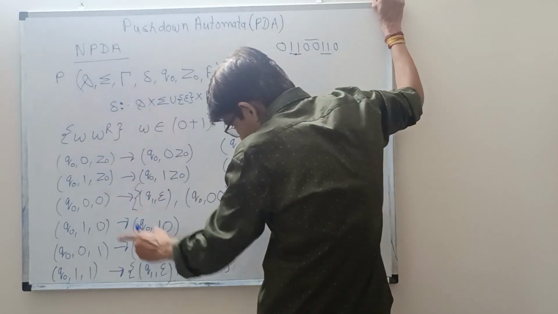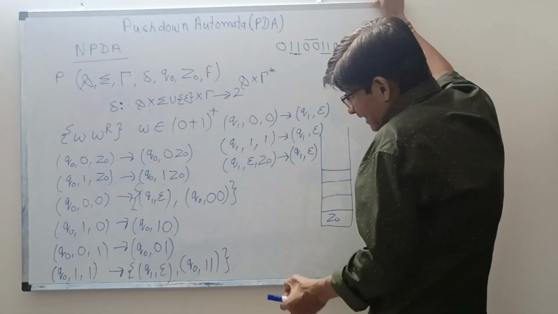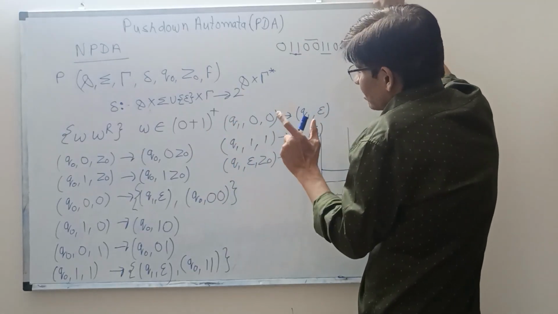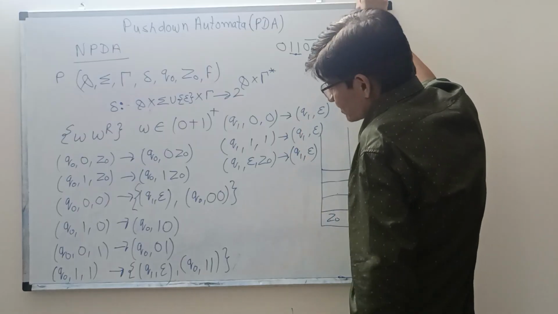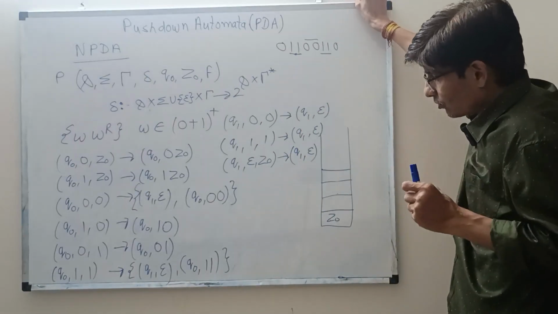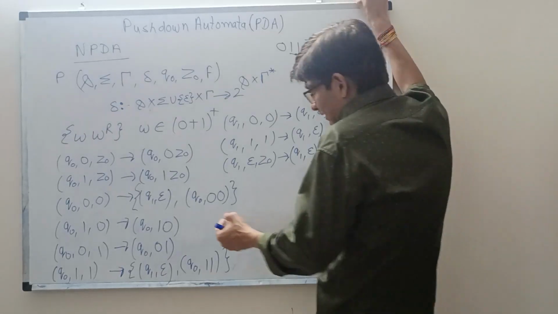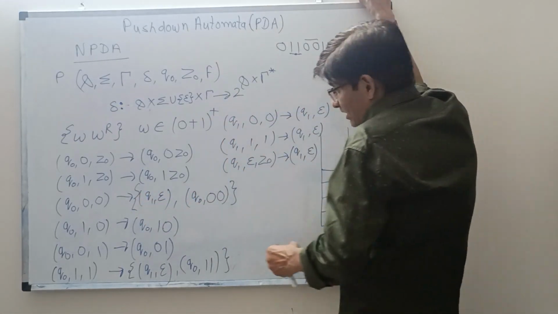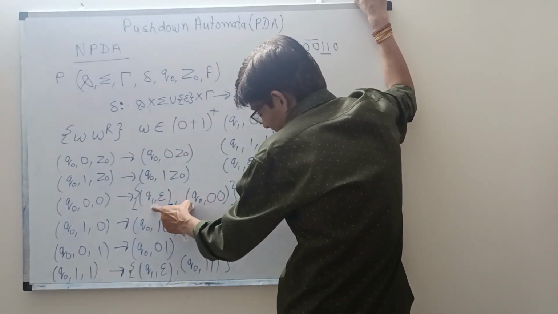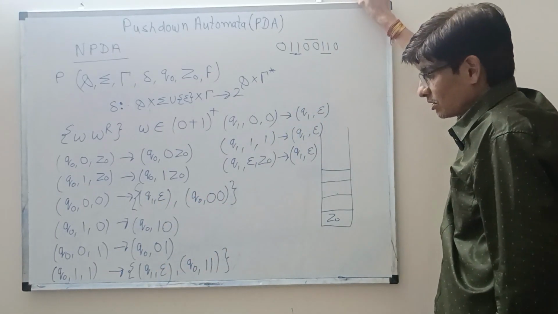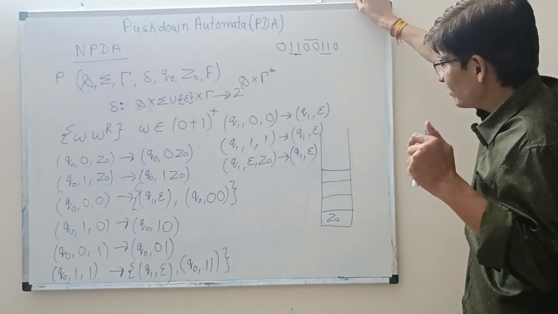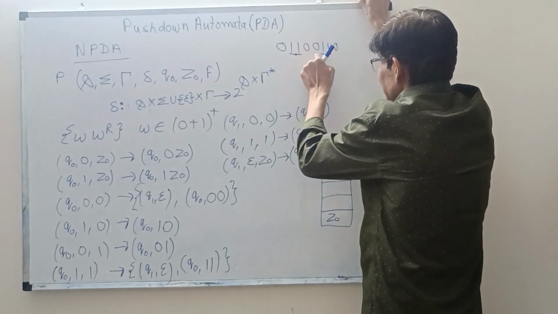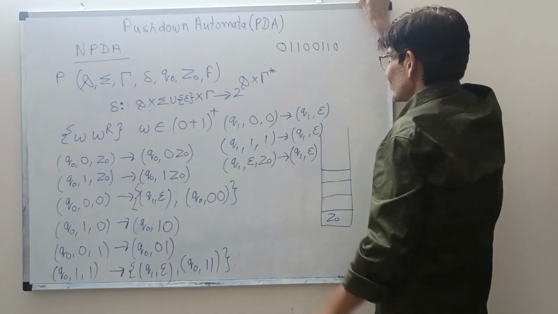Now all these rules are there, and if I get any combination outside of these rules, then I will consider it an invalid string. Whenever we are trying to get a string accepted, we need to check all possibilities of these two transitions. I will tell you how to get this particular string accepted by this NPDA.